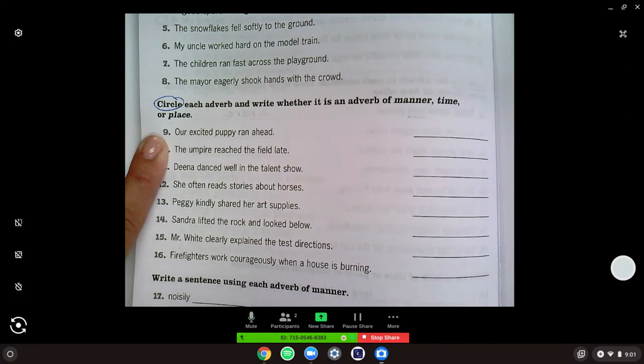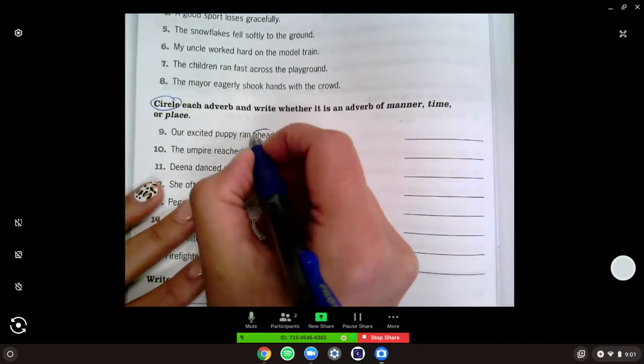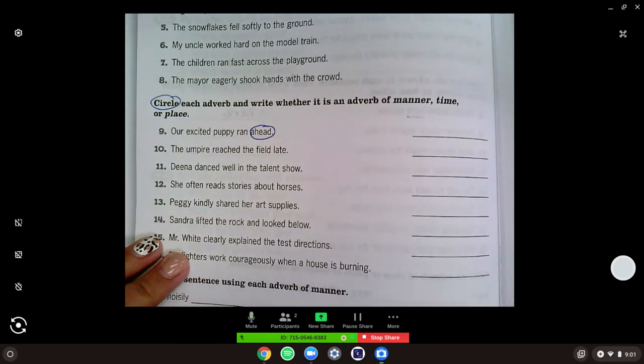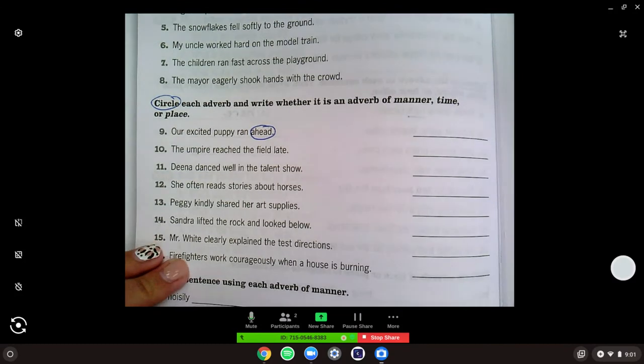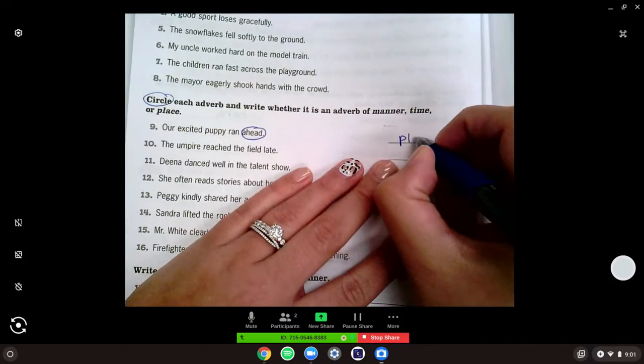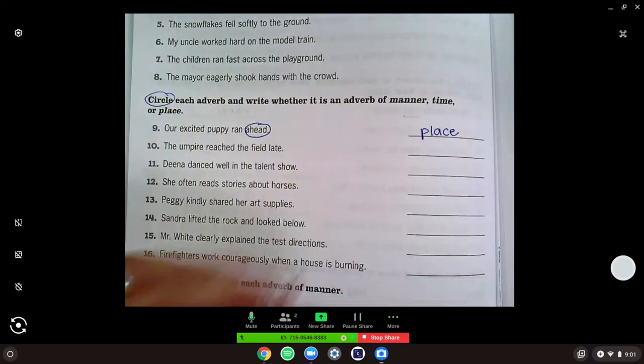What's that adverb that you see? What's the adverb? Nathan? Not excited. Excited is that adjective. It's describing the puppy. What do you see, Rosie? It ran ahead. Is that an adverb of manner, time, or place? It would be a place. Remember, time would be like yesterday, now, okay? So ahead would be an adverb of place. Does that make sense?